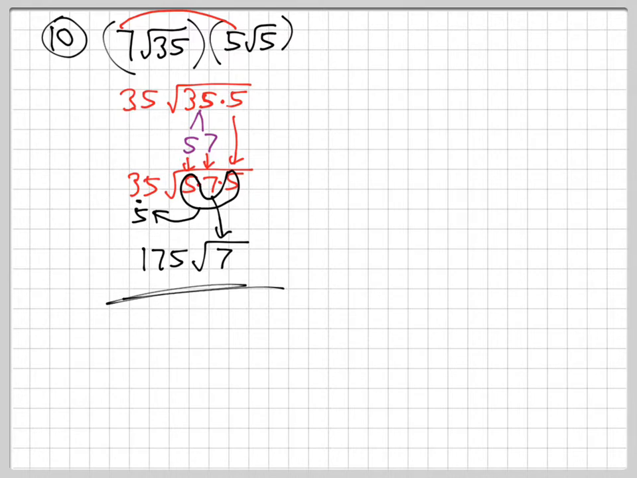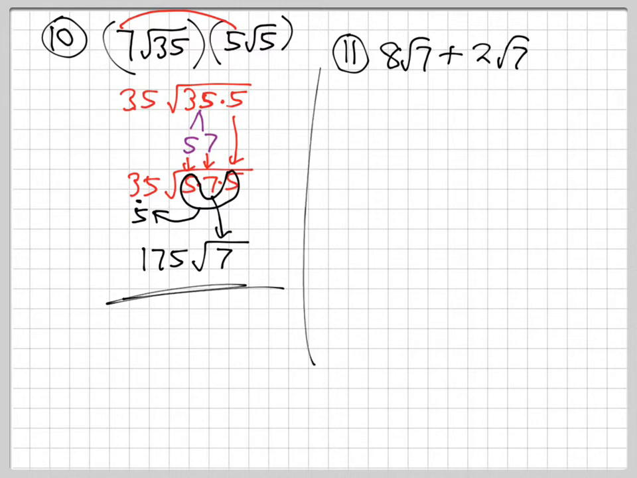Okay. Let's change gears. Let me do it side by side right here. I think it'll be good. Let's take 8 root 7, and we're going to add 2 root 7. So we're adding 2 square roots. Notice we just changed gears. That's why I wanted it side by side. So number 10 was multiplying a couple of roots, and now number 11, we're adding roots, aren't we? We just changed from multiplying to adding.